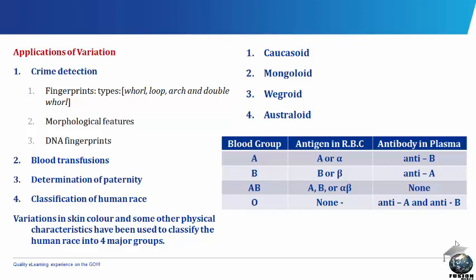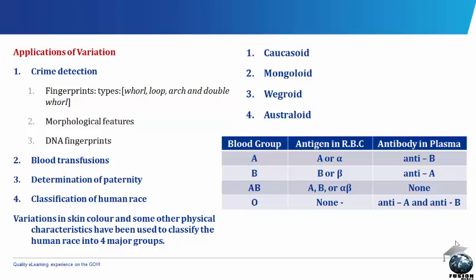DNA fingerprints may also be applied in crime detection. The fingerprints are used in developed countries to detect crime. The body cells left at the scene of a crime are collected and their DNA patterns are analyzed.